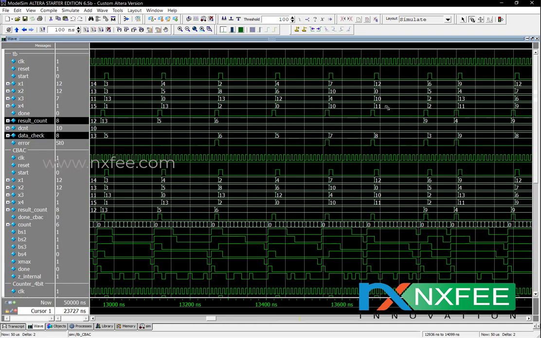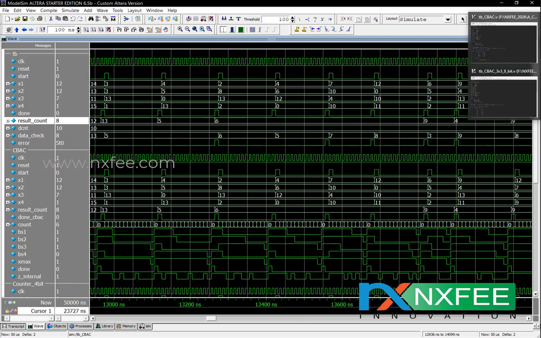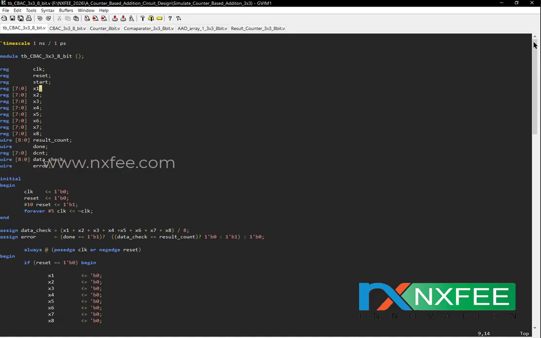This circuit we validated on the verification side. And the next architecture is 3 cross 3.